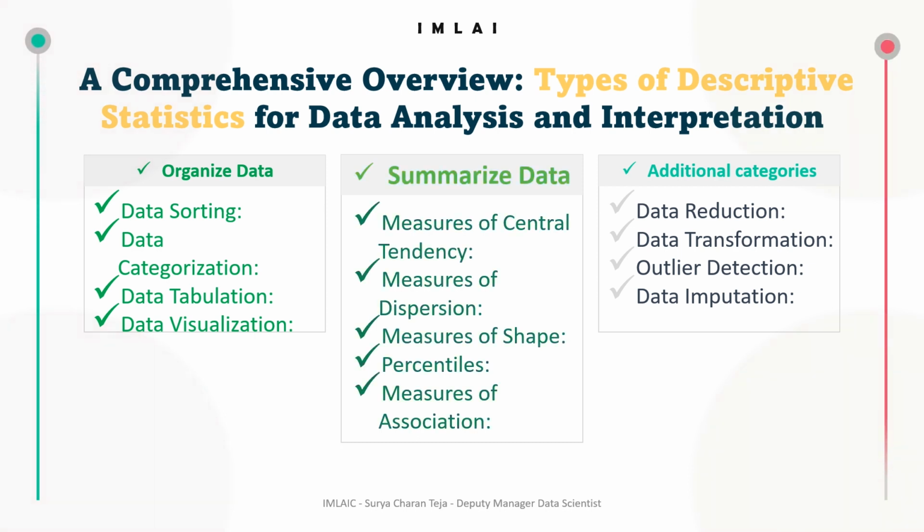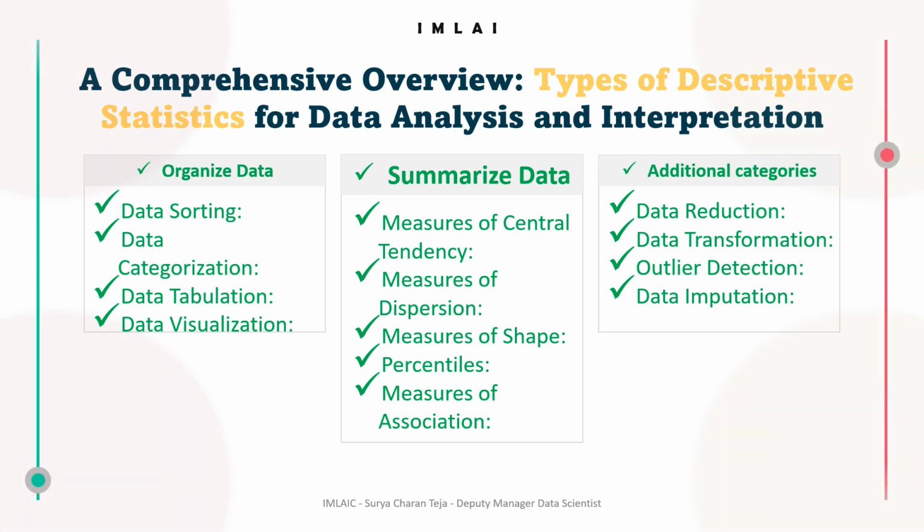Then we moved on to summarizing data. In summarizing data, we have seen measures of central tendency, measures of dispersion, measures of shape, percentiles, quartiles, deciles, and then measures of association such as standard deviation, variance, and covariance. Then once these two are done, we moved on to the additional categories. Here we have seen data reduction, data transformation, outlier detection, data imputation, and a few methods on how to handle missing values. With this, descriptive statistics is done.